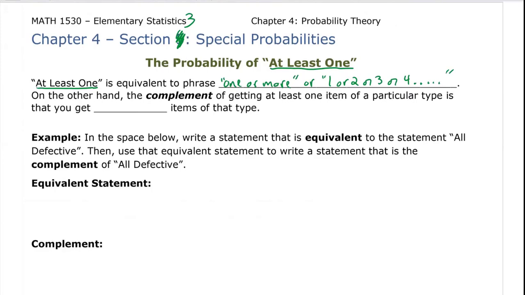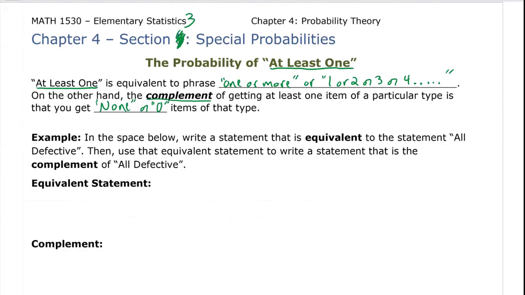Now, I want you to look at what I just wrote out. What's the only number that is not included in at least one? Well, it is that you get none, or zero, of those items. And that is what we call the complement. It's basically what's not included, what's the opposite, or what's missing to make out 100% of something. Well, that would be zero in this case right here.